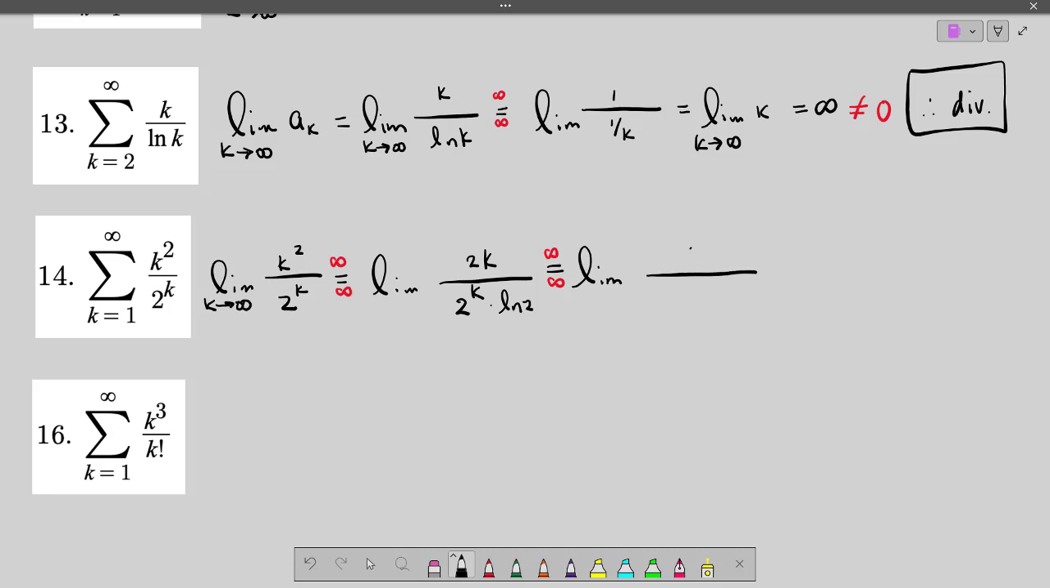One more L'Hopital. The derivative of the numerator will be 2. Derivative of the denominator. Okay, we've got the exponential. Its derivative is itself times the natural log of 2. And then we have a constant that just comes along. So we're going to end up with natural log of 2 quantity squared. Now we're good to go. The numerator is constant. The denominator is growing without bound. So the fractions are going to 0. So our conclusion here is inconclusive.